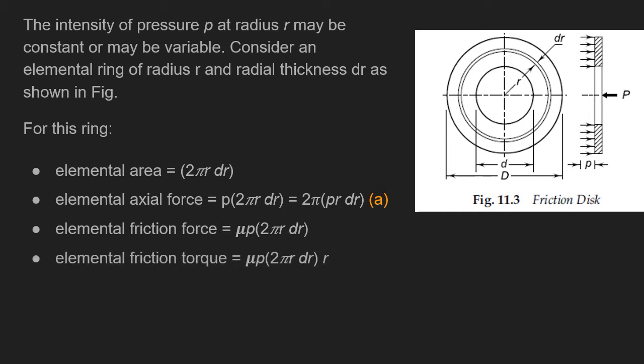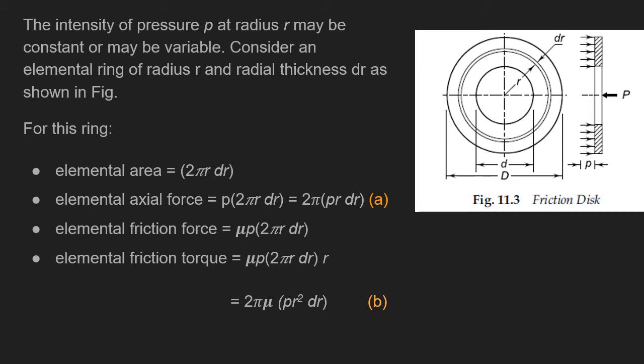Okay. Now, what is torque? Torque will be force into perpendicular distance. Now here the perpendicular distance will be the radius r. Force we already have calculated above. Therefore, mu p 2 pi r dr is the force. Multiply by the radius r and you will get the elemental friction torque. That is the torque that acts on this small ring.